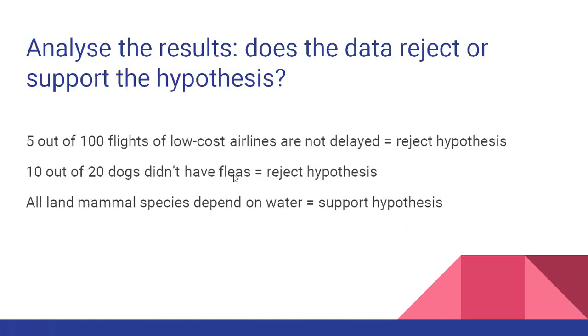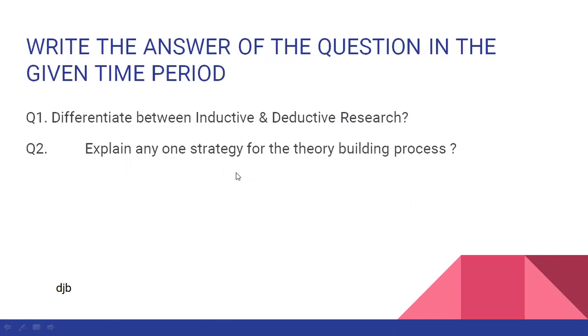Now, with this, we have finished the last part of your unit 1. And today, I have given you two questions here. First one is to differentiate between inductive and deductive research. You can easily do that if you got the idea behind it. Then explain any one strategy for the theory building process. These are the two questions for today's lecture. Okay, with this, I'm ending today's lecture.